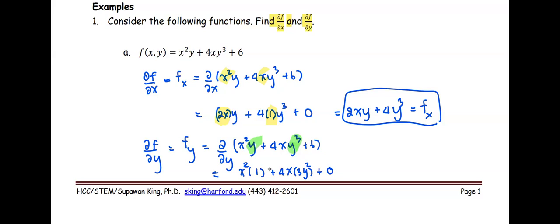I'm going to highlight again the derivative that we did in the same color as the original term y. That means the partial derivative with respect to y for part A is x squared plus 4 times 3, that's 12, x y squared, written in the notation f subscript y.